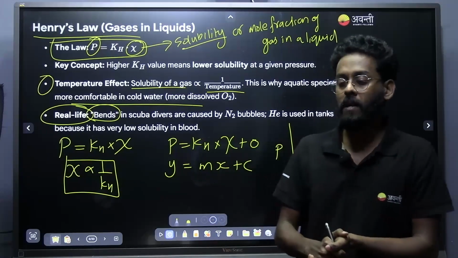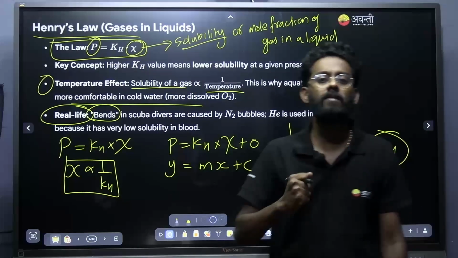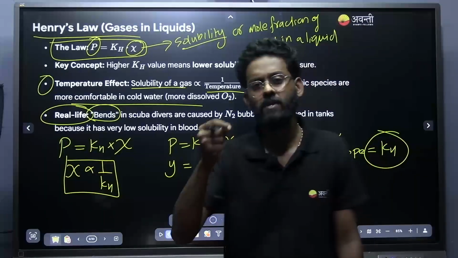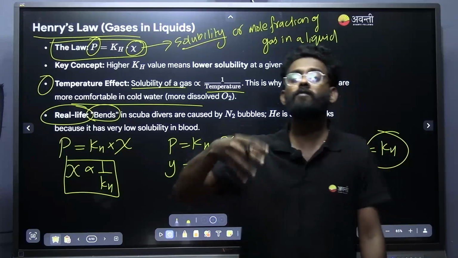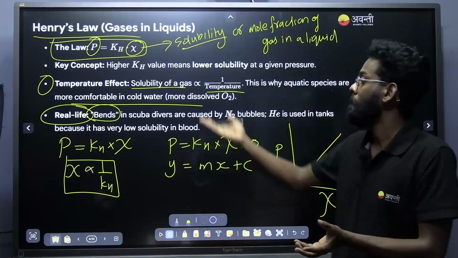And what is going to happen is, when they come up to the surface, the pressure decreases. When pressure decreases, there is a high chance that these gases will start coming out of the dissolved blood, which will lead to a condition called bends.